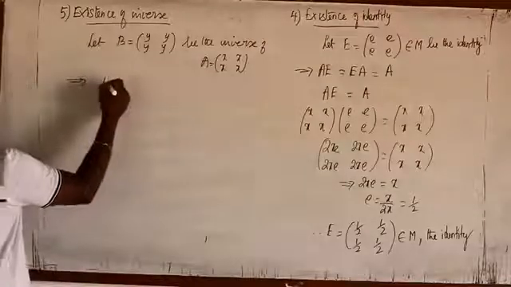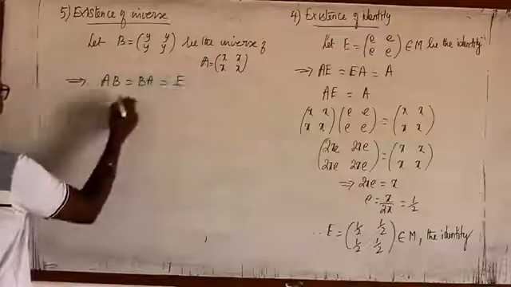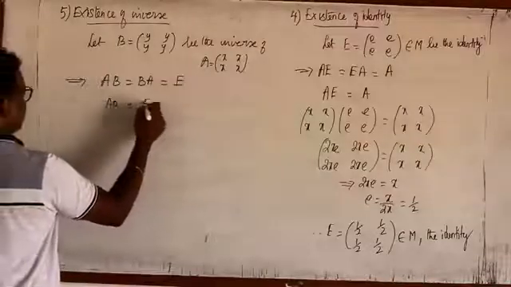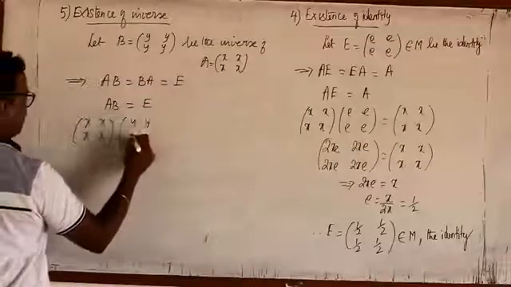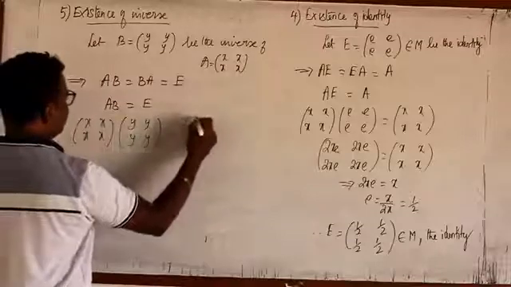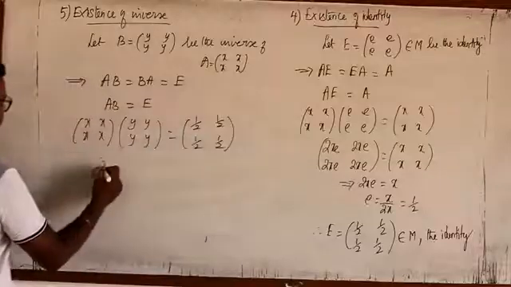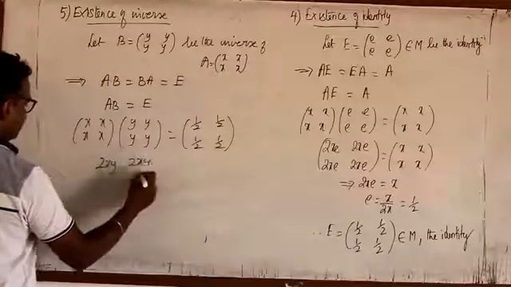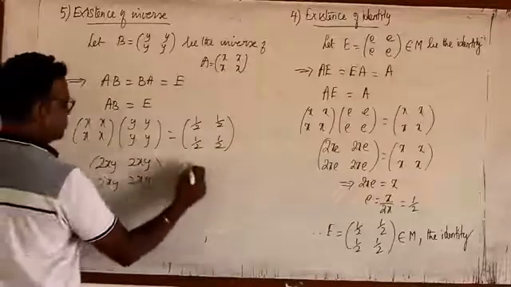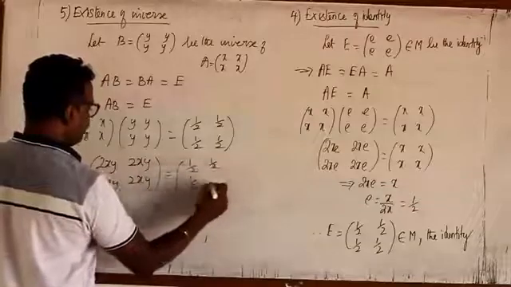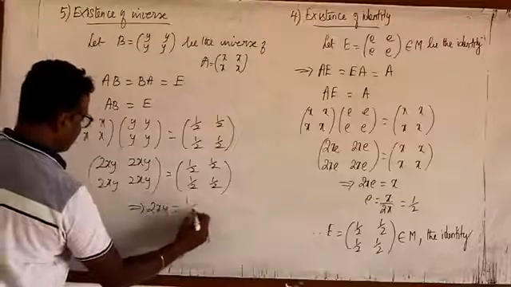Then by definition, either it is AB or BA. The answer must be E. So AB equal to E. A is xx, B is y, and we found E as 1 by 2, 1 by 2, 1 by 2, 1 by 2. When you multiply, we know it is 2xy. 2xy equal to 1 by 2, 1 by 2, 1 by 2, 1 by 2. If we take only one element, 2xy, that is equal to 1 by 2.